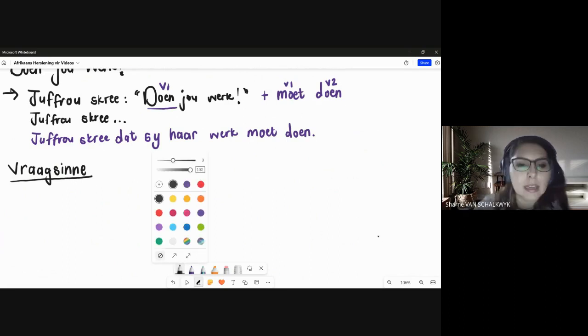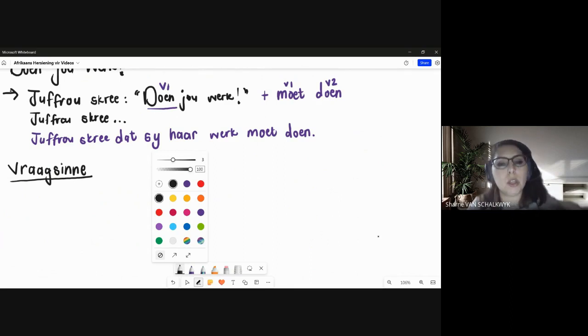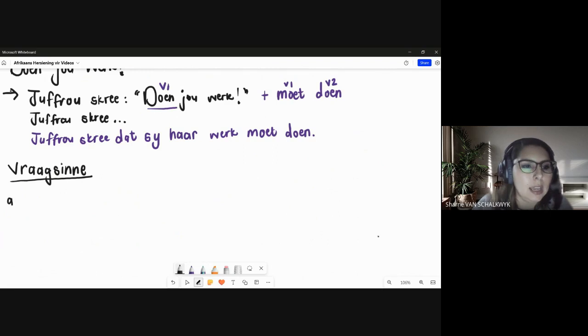So let me write the two and then we'll chat about what's different between the two, and how you approach it when you are busy with direct speech and how you change it to indirect speech. So the two types of vraagsinne that you get, I'm going to write them down first and then we'll discuss the difference.